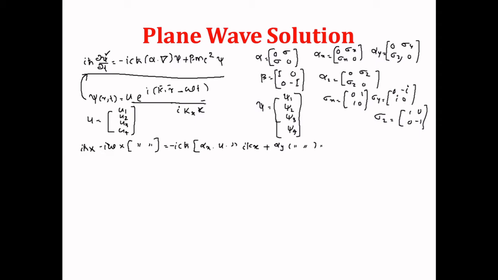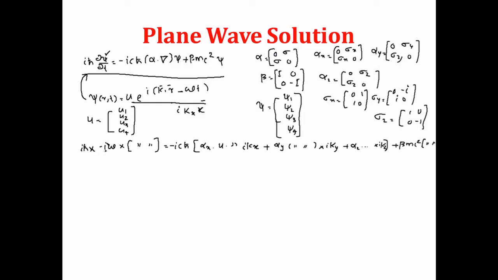When you take the derivative, here you will get its y component, so there will be i ky. Similarly for the last component there will be alpha z, and there will be an i kz. The last term is beta mc square into psi, so it will be beta mc square into u into e raised to i (k dot r minus omega t), and you can cancel this e raised to i (k dot r minus omega t) on both sides, and you can rearrange.